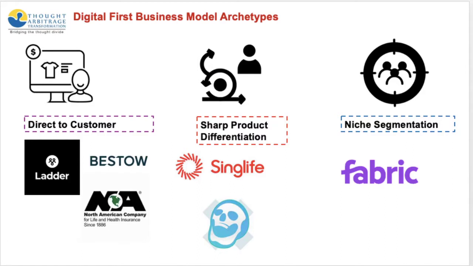The first is direct. As we talked about the digital first business model archetypes, there are three archetypes: direct to customer, which is classical. It's quite horizontal, and there are a lot of companies under it. There are some which we found were sharply product differentiated, and finally there were niche companies.